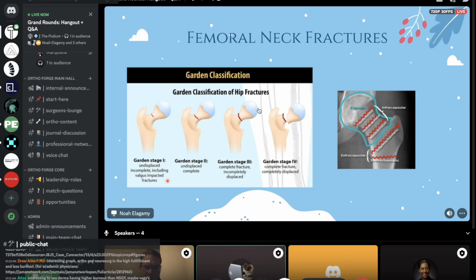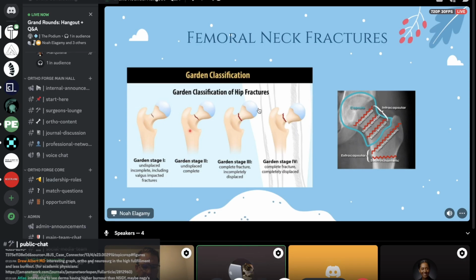So stage 1 is going to be incomplete fracture, non-displaced. Stage 2 is going to be complete fracture, but it's still non-displaced. Stage 3 is where you have a complete fracture that is incompletely displaced. And stage 4 would be a complete fracture that is completely displaced.